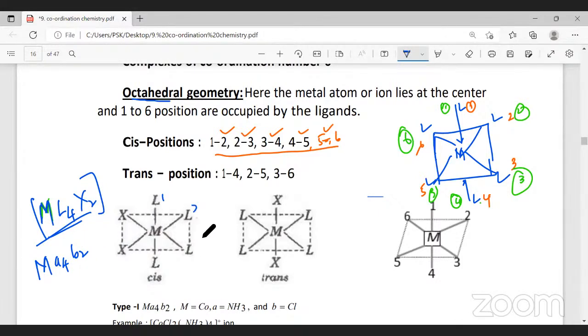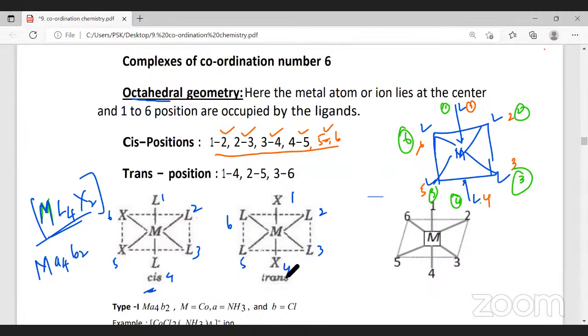Now in MA4B2 type or ML4X2 type, see X. Now if I number this 1, 2, 3, 4, 5, and 6, see 5 and 6, X is close to each other. Therefore it will be cis. Now if you observe here 1, 2, 3, 4, 5, and 6, 1 and 4 in the opposite direction. Therefore it will be trans. Did you follow this, students? Yes, sir.